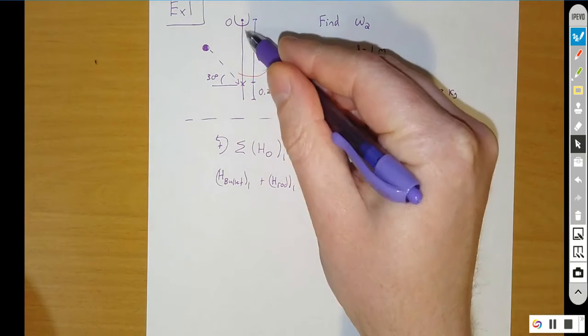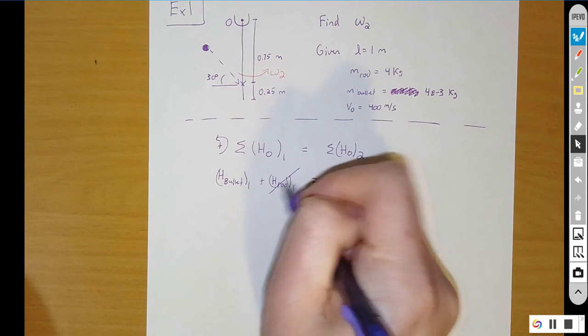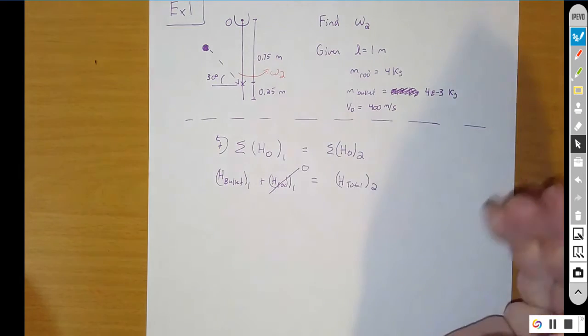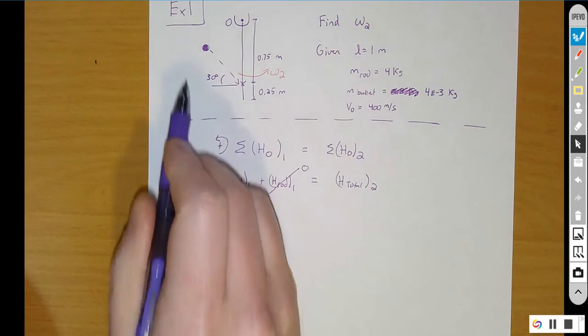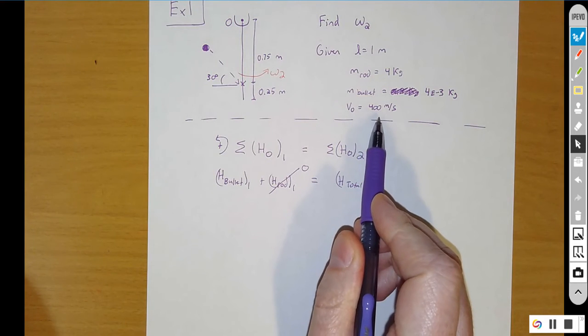This bar starts off at rest, which means that we won't have any angular momentum in the rod. We will have the bullet. The bullet has an initial velocity of 400 meters per second. And so we could use mass times velocity, but that's for linear.